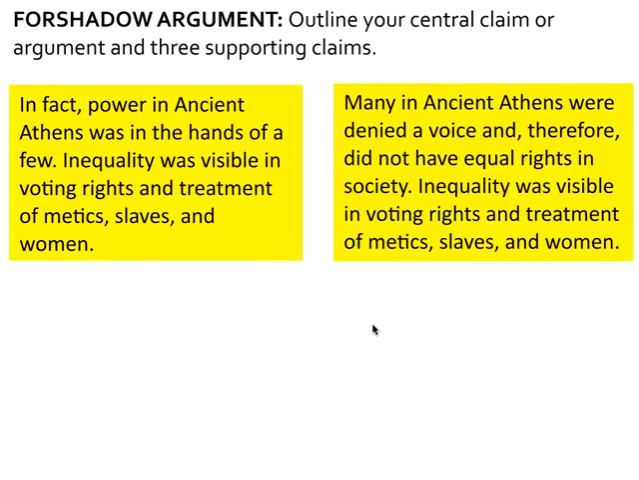Here's another example. Many in ancient Athens were denied a voice and therefore did not have equal rights in society. Inequality was visible in voting rights and treatment of medics, slaves, and women. After reading my central claim or argument, as well as my outline of my 3 supporting claims, you as a reader know exactly where I'm going. I should be able to read your final sentence or final 2 sentences of your introductory paragraph and know exactly what your 3 body paragraphs are going to be about.